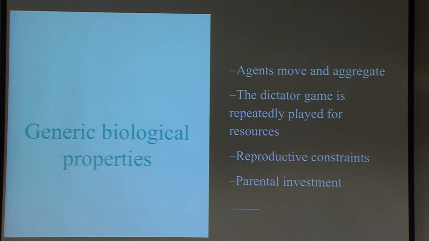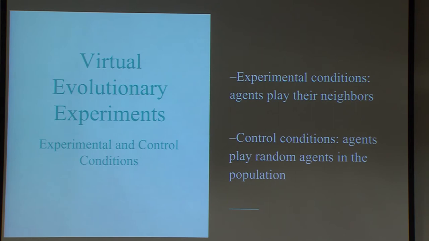The other part that comes from my background is I like to add a lot more detail about the biology, and I call it adding generic biological properties, such as reproductive constraints, parental investment, and social behavior that will generate population structure. And then what we do is literally set up evolutionary experiments where we can vary parameters, but we let these agent populations evolve. So we can have experimental conditions in which they interact with their neighbors, because proximity is very important in cooperation, and control conditions where we just let any agents interact and play with each other.